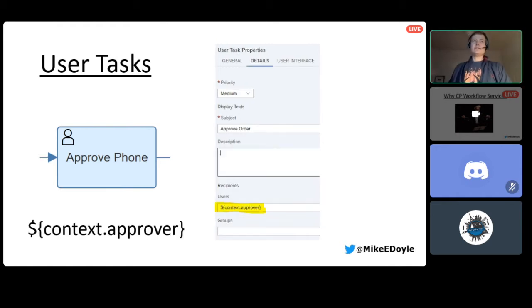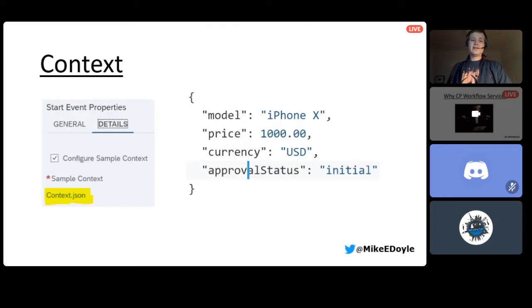So in this next example, we do actually have a context variable here. So this means it's not hard coded now, and we can use some logic to determine who it goes to. So you might say, what's this context thing? Tell us about that, Mike. Well, here's an example of the context.